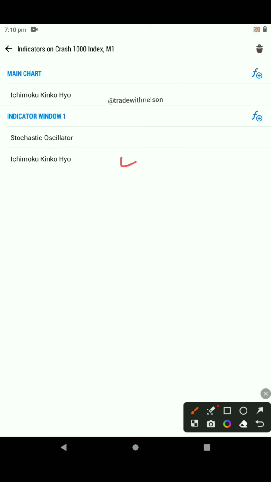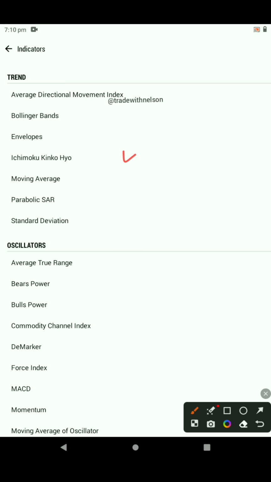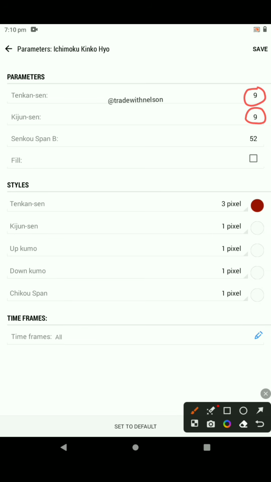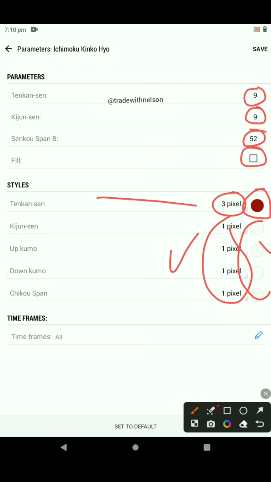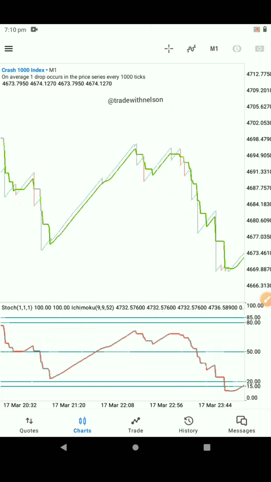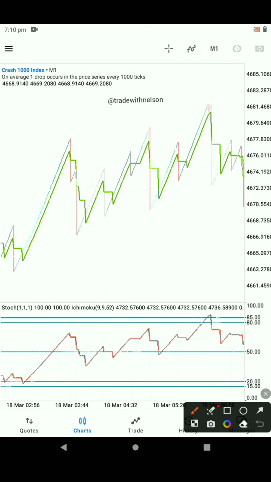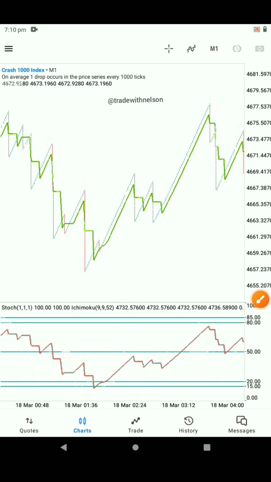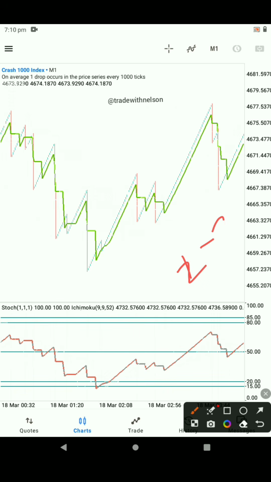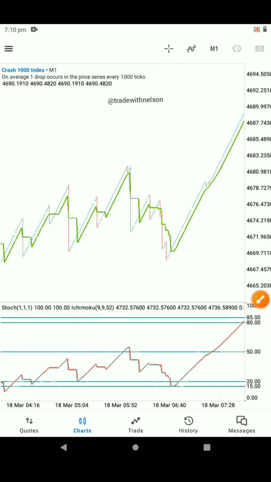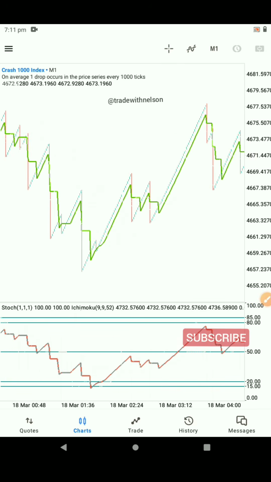And for the last indicator, which is the Ichimoku, click on the F icon on indicators window 1. Ichimoku. Make this 9, 9, 52. Don't fill. Make this 3 pixels and select a color of your choice. Also make this 1 pixel and select the color of your background. After that, click on save. So you can screenshot the indicator settings and set up your chart later. After this, I want you to go back to your chart, backtest this strategy, and try to trade it on your demo account. Test it for at least 2 to 3 weeks. Then see how profitable you will be. After that, you can decide whatever you want to do with this strategy.